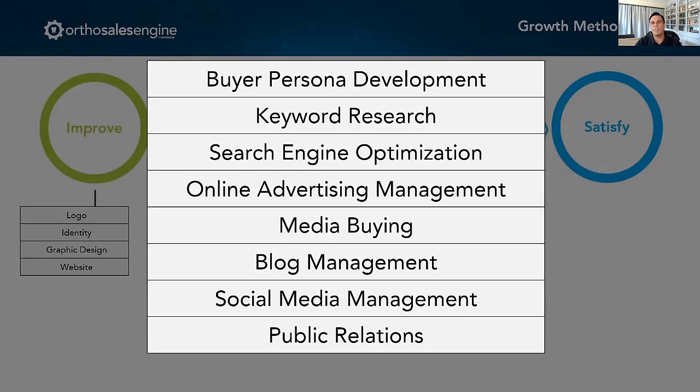Next, if you haven't had it done, do the keyword research to determine what phrases people are typing when they're looking for your service. And that's really part of search engine optimization. So those are really wrapped up in the same thing. But search engine optimization is going to help people find you when they're doing organic searches, which means they're on Google, they're looking for an orthodontist, and they find you.